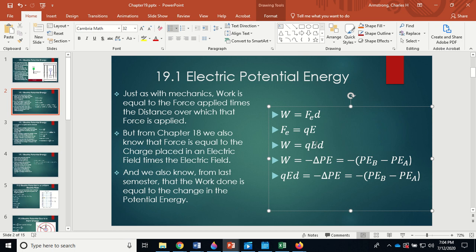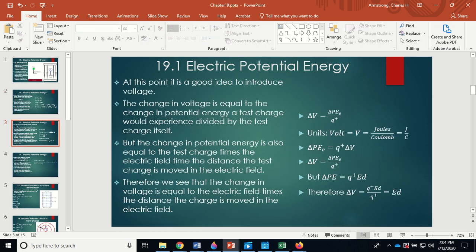So QED right here replaces the work. That's going to equal the change in potential energy. Okay. So also we know from last semester or 5A that the work done is equal to the change in the potential energy. At this point, it's a good idea to introduce voltage.